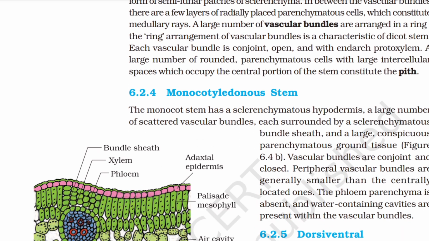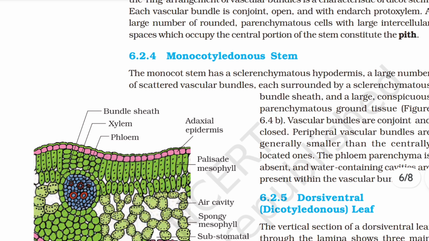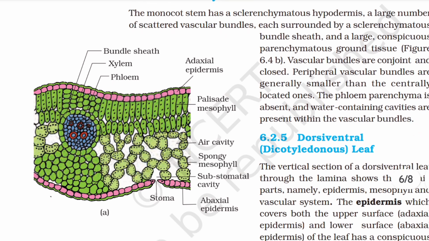6.2.4 Monocotyledonous stem. The monocot stem has a sclerenchymatous hypodermis, a large number of scattered vascular bundles, each surrounded by a sclerenchymatous bundle sheath, and a large conspicuous parenchymatous ground tissue. Vascular bundles are conjoined and closed. Peripheral vascular bundles are generally smaller than the centrally located ones. The phloem parenchyma is absent and water-containing cavities are present within the vascular bundles.